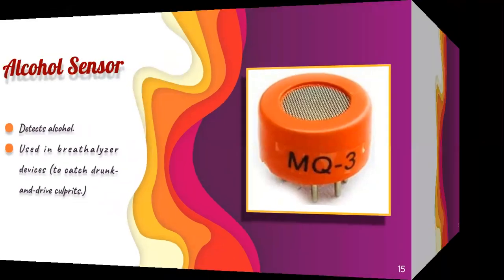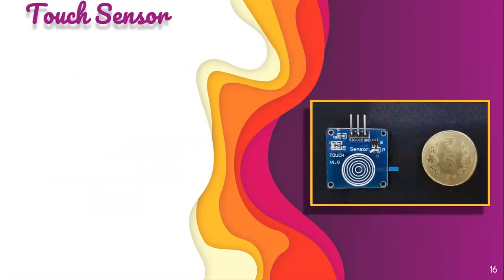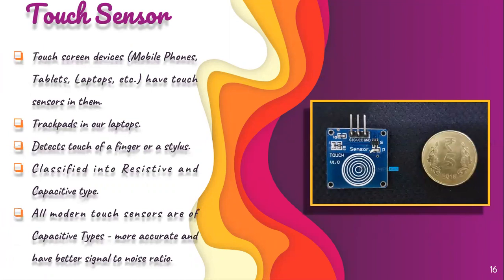Next, touch sensor. A touch sensor is an electronic sensor used in detecting and recording physical touch. Also, it is known as tactile sensor. It is a small, simple, and low-cost sensor. They can be found in lamps, touch screens of our smartphones, and a wide range of other applications as well. It is used in trackpads in laptops. It is classified into resistive and capacitive. Nowadays, all modern touch sensors are of capacitive type, which is more accurate and has better signal to noise ratio.